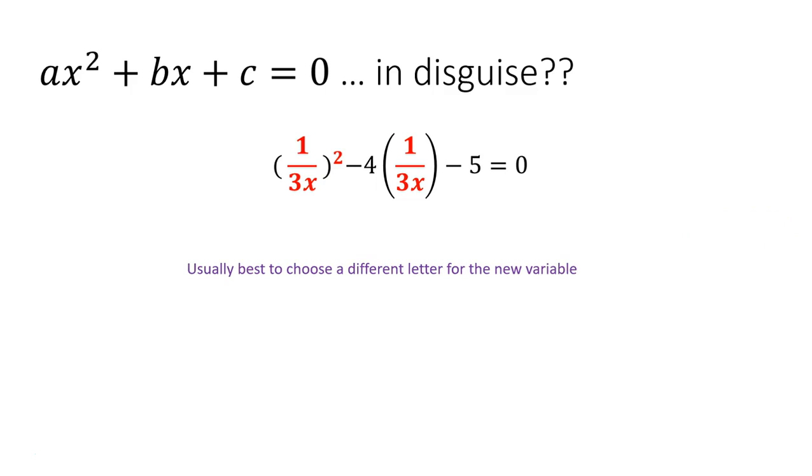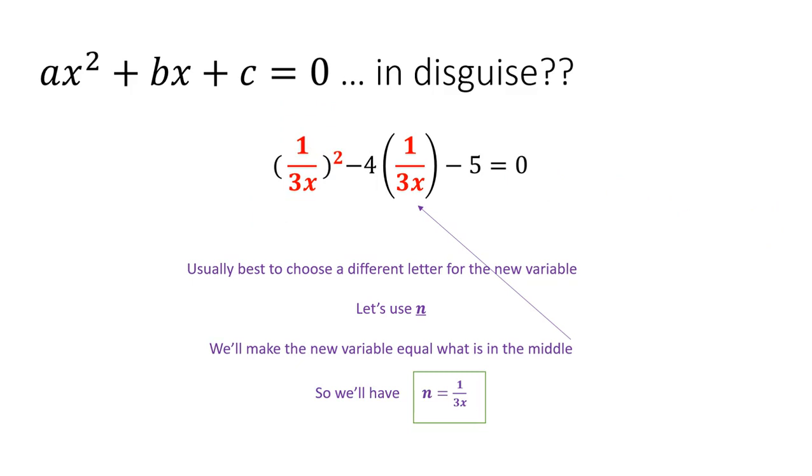Let's pick another letter to use for a substitution. It's usually best to pick a letter not already in the problem so you don't get confused. That's up to you. I usually pick a different letter. So I'm going to go with the letter N. There are 25 other letters in the alphabet besides X, and you can even draw an animal if you want. We'll make the new variable equal to what is in the middle, that 1 over 3x. It's to the first power here, and it's squared over here. So N is going to equal 1 over 3x.